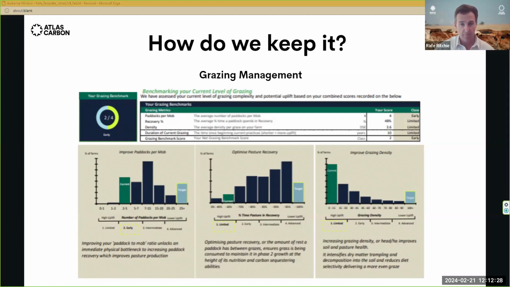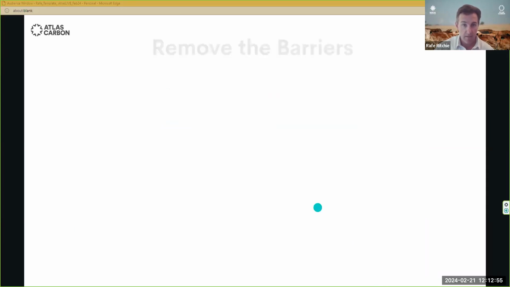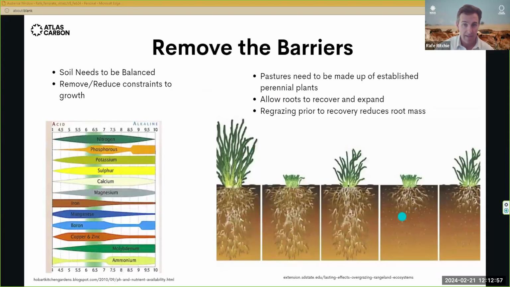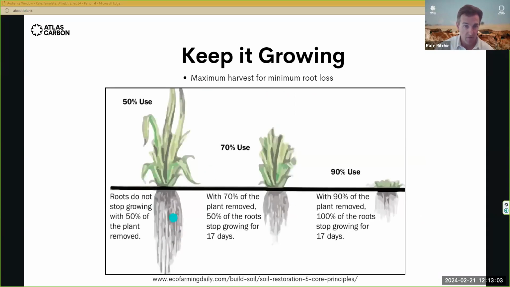If you roll those three together, recovery time, paddock to mob ratio, and grazing density, we start to see a pattern: the grass is grazed and then it's left alone to recover. Those roots get going back down to where they were previously. That's the important point, we're making new territory. If we go back to my slide here, this one, we've got this little guy. The roots are making less territory. We want them to be making more territory. So every time that plant grows, it pushes down further. So that's really, really important.